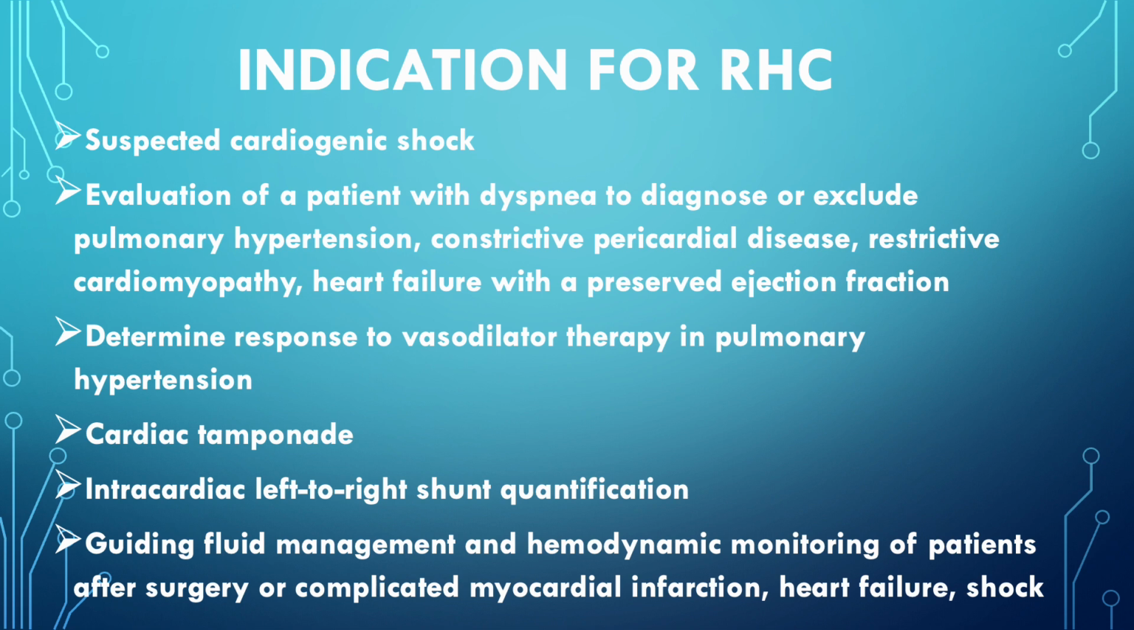Evaluation of a patient for dyspnea, or to diagnose or exclude pulmonary hypertension. When the patient has dyspnea and shortness of breath and can't walk or can't talk, a lot of things need to be determined, especially by accessing the pulmonary artery and seeing what's happening. Also to determine constrictive pericarditis, restrictive cardiomyopathy, and heart failure with a preserved ejection fraction.